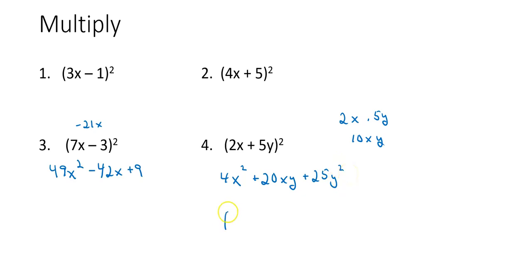Could you sit there and FOIL this out as 2x plus 5y times 2x plus 5y? Sure. You can do first, outside, inside, last, and we'll get the same answer. It'll just take us longer. Okay? If you're uncomfortable enough that you want to do that, you could certainly do that, and it'll ensure that you get the right answer. But as you become better at it, hopefully you get to that point where you can do first term squared, double the insides, last term squared.